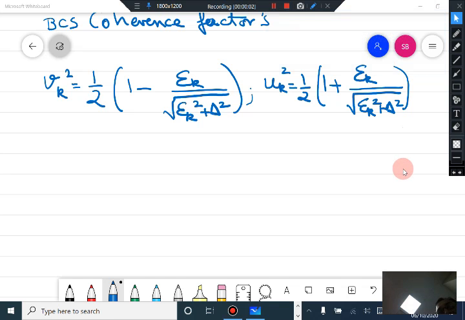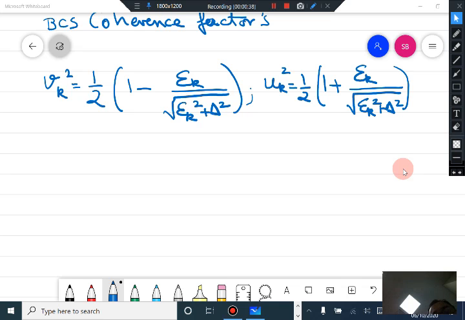Now, in the last lecture, we got the expression for the BCS coherence factors, namely for these probabilities Vk square and Uk square. Vk square was half into 1 minus Ek over square root of Ek square plus delta square, and Uk square is half of 1 plus Ek divided by square root of Ek square plus delta square. We have not of course calculated delta, but we will do that subsequently.